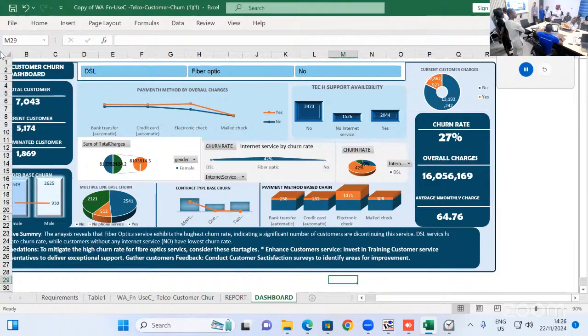Terminated customers, we have 1,869. Here we have the number of male and female customers in that telecommunication. We also find out that we have current customer charges, but for them, the overall charges is 16,556,169. And so the terminated charges are this, while the current charges are this. And I want my colleague to continue from there.